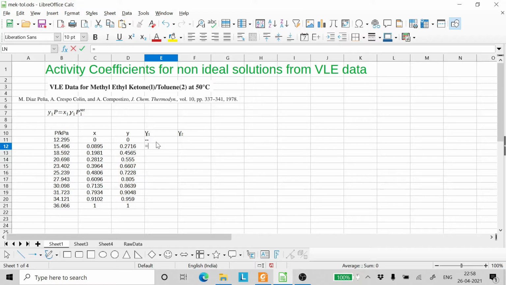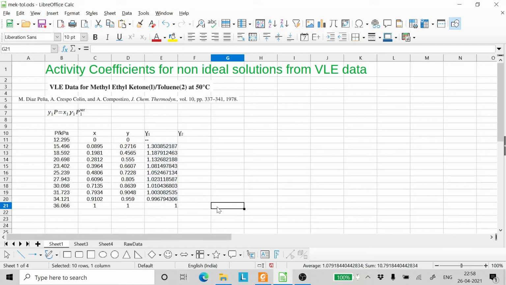From the second point onwards, we can write gamma 1 equals Y1 into P divided by X1 P1 sat. So we get the values of gamma 1. And as we can see here, the value of gamma 1 at pure solution of methyl ethyl ketone is 1.